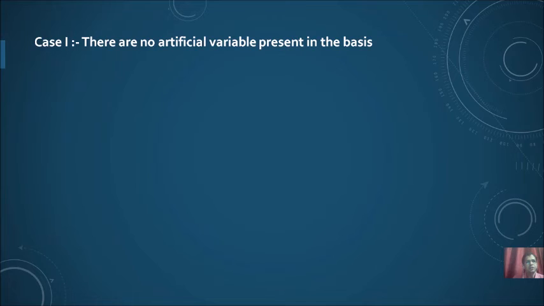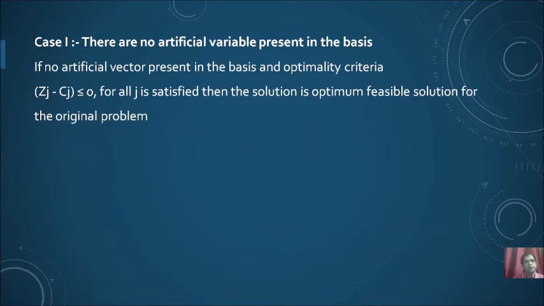The first condition is that there are no artificial vector or artificial variable present in the basis. If no artificial variable is present in the basis, then it means that the given solution is the optimum feasible solution for your original problem also, since the optimality criteria is also satisfied.